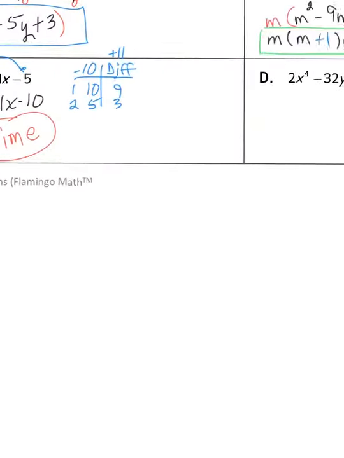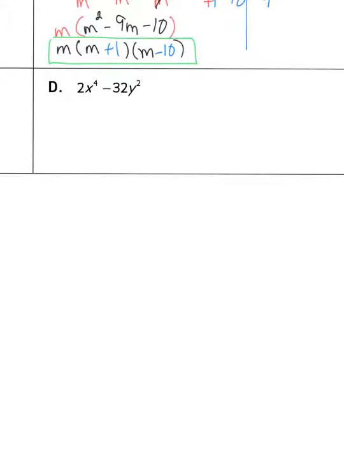Last one, D. So for D, looking for a GCF, 2 and 32 have a 2 in common, but they have no variables in common. So I'm going to divide each of them by 2 and pull a 2 out in front. That leaves me with x to the 4th minus 16y squared. Then look inside, can you factor this? It is the difference of 2 perfect squares. So yes, it can be factored.